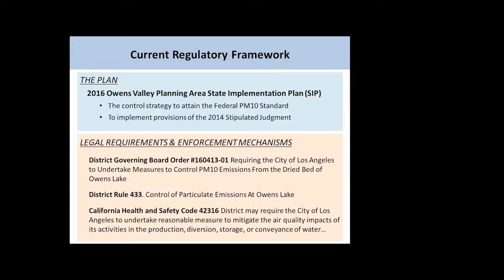The legal requirements and enforcement mechanisms for that plan are contained in three primary regulatory documents: the District Governing Board Order 1604-1301 and District Rule 433. Both the 2016 SIP and District Rule 433 were approved by EPA. And California Health and Safety Code 42316, which originated in 1983, provides that the district can require the City of Los Angeles to undertake reasonable measures to mitigate air quality impacts of its activities for production, diversion, storage, and conveyance of water.